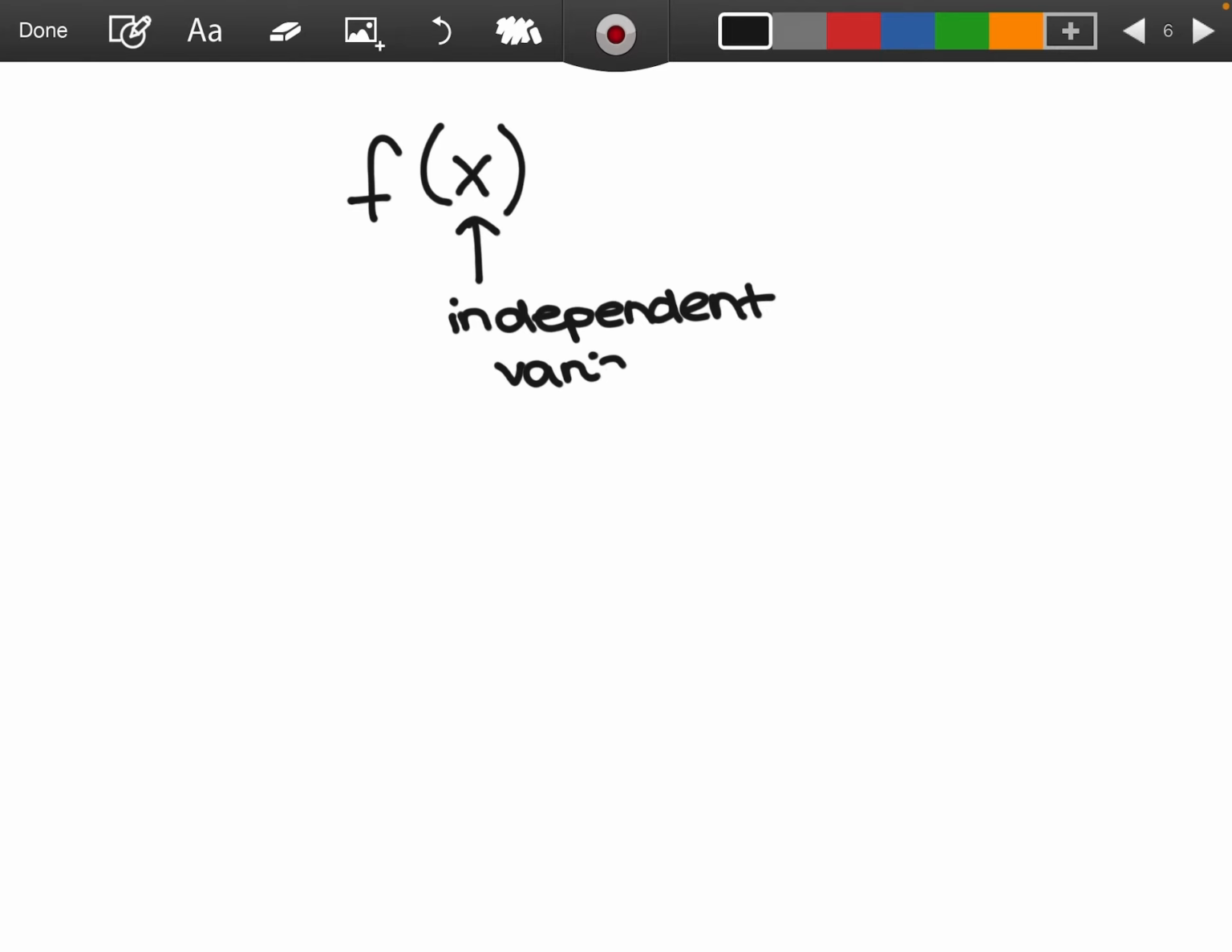Something else that I want you to be aware of is looking at independent and dependent variables. Whenever we say that we have f of x, that is the function value at x. It's a function of x. X is an independent variable. X can be whatever it wants in the domain. It's not dependent on anything else. Examples of an independent variable are things like time and maybe weight.